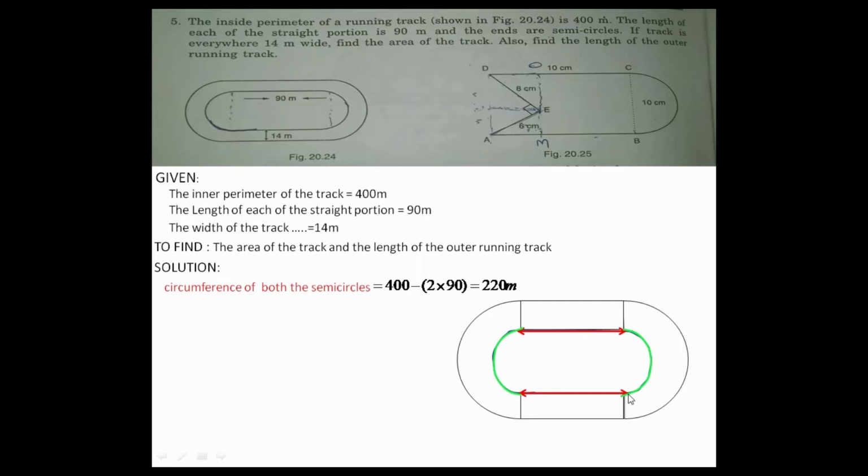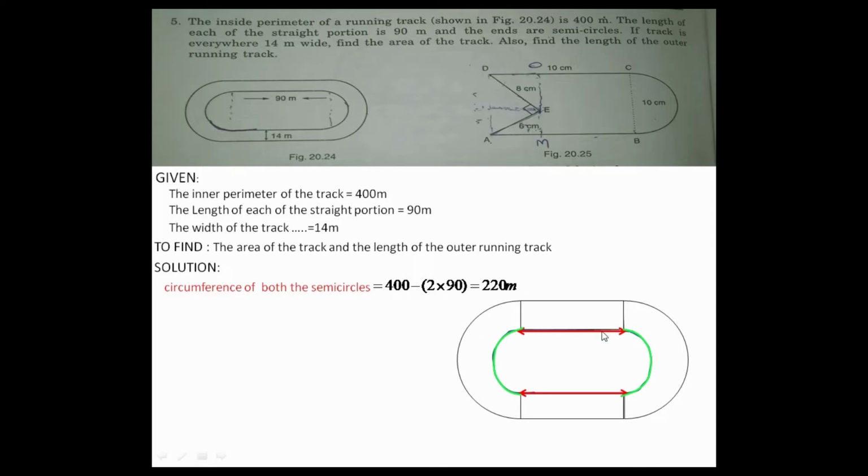Now you must be thinking, why have I carried out the circumference of both the inner circles? Because I want to know the radius of this inner semicircle so that I can carry out the area of this inner portion. You will understand as I move forward. These two green lines measure 220 meter.